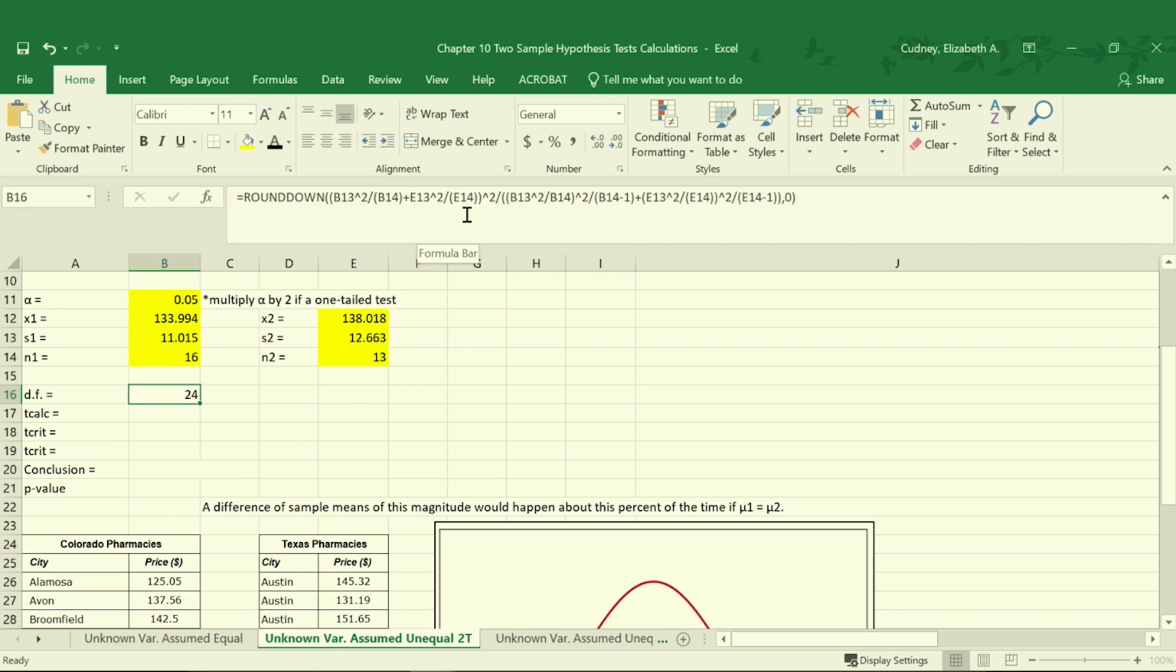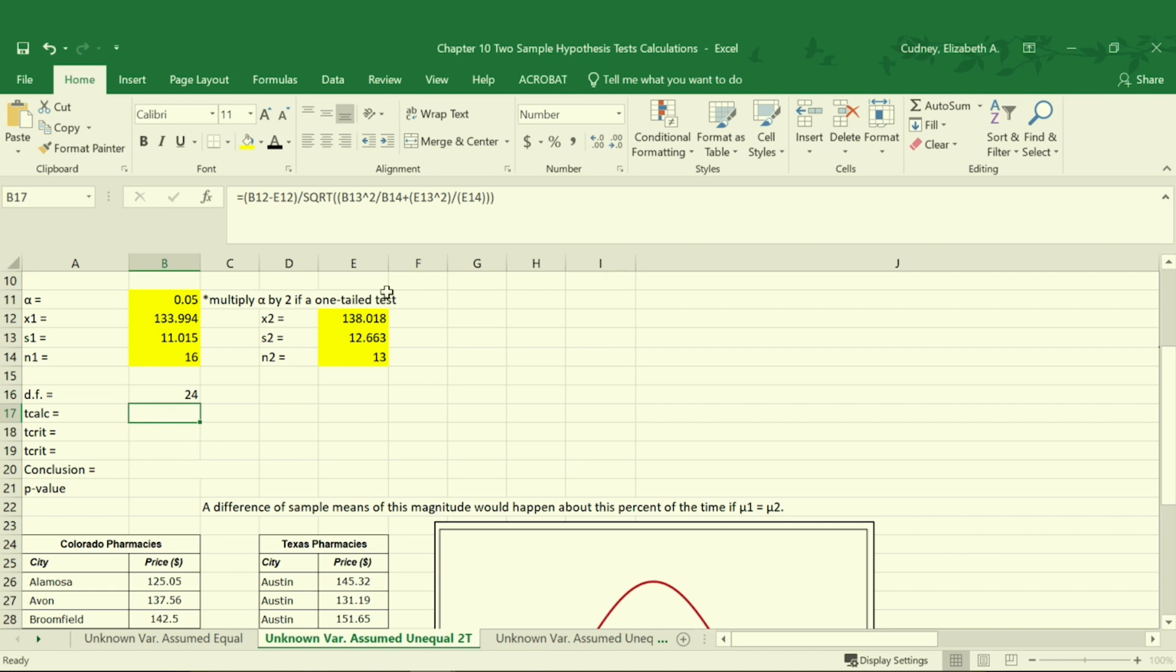This calculation is squared, and then it's divided by B13 squared divided by B14, that value squared, divided by B14 minus 1, plus E13 squared, divided by E14, that value squared, which is also divided by E14 minus 1. And then we're going to round down to a whole number. So our degrees of freedom is 24. So quite a lengthy calculation, which is why it's great to do in Excel, because it's very easy to make a mistake.